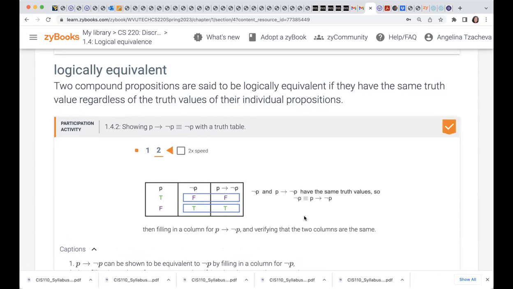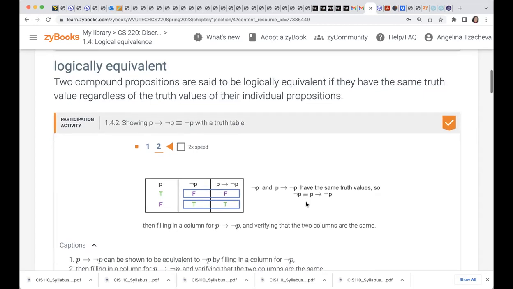Okay, so if P is true, not P is false, then P implies not P will be false. This is the equivalent of not P implies P. I mean, this is, not P is equivalent to P implies not P. So equivalence relation really is going to say, well, the results of both of those are the same. Whatever we have on the left side of this equivalence relation is going to be the same as what we have on the right side. So that's these three lines here.